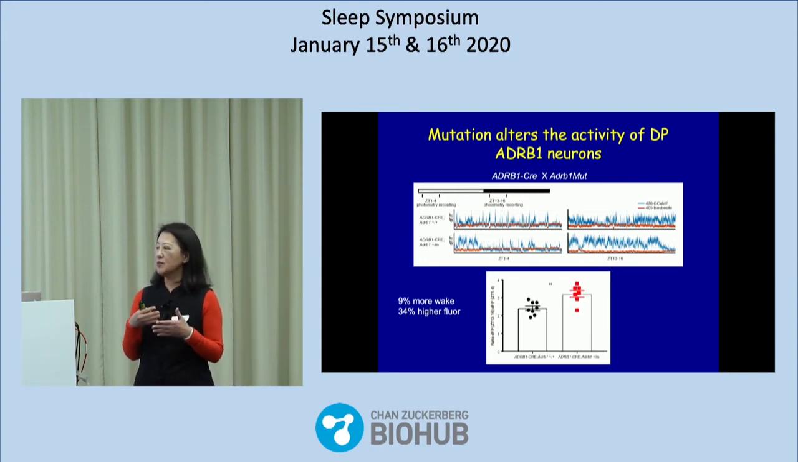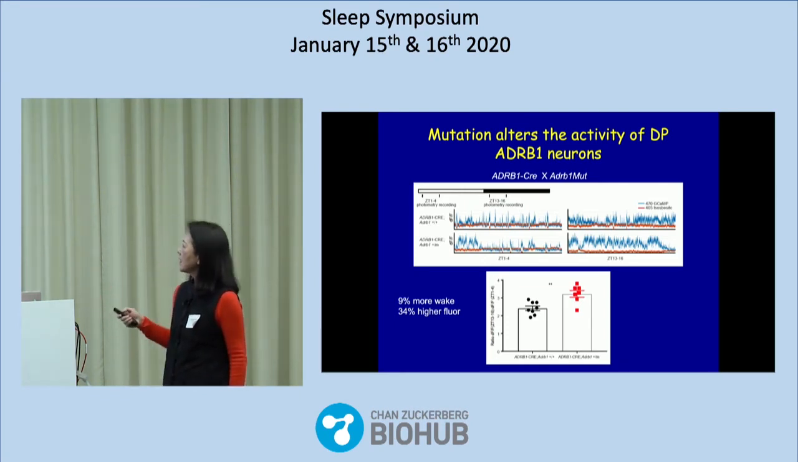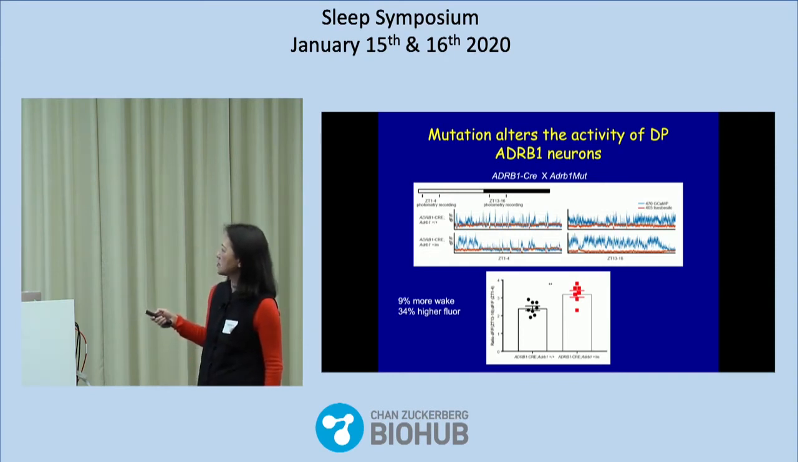But how does the mutation affect ADRB1 neuron activity? To answer that question, he crossed the ADRB1 Cre mice with ADRB1 mutant mice to generate ADRB1 Cre wild type and ADRB1 Cre mutant mice. And he decided to use fiber photometry to look at this.